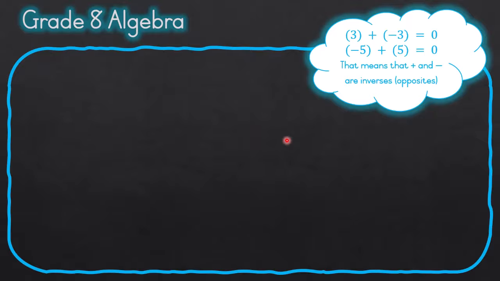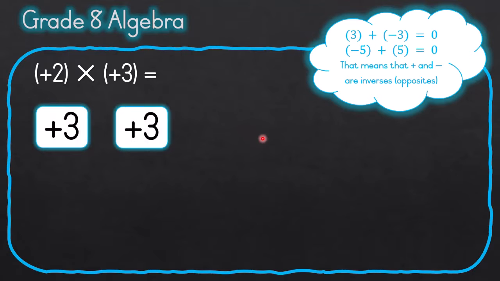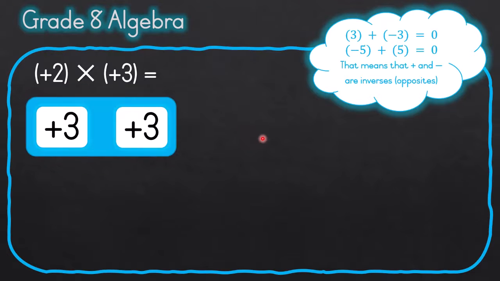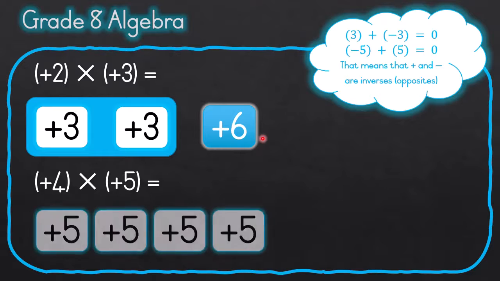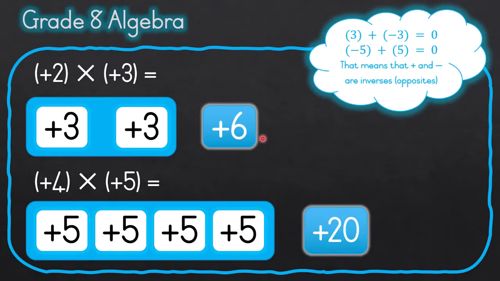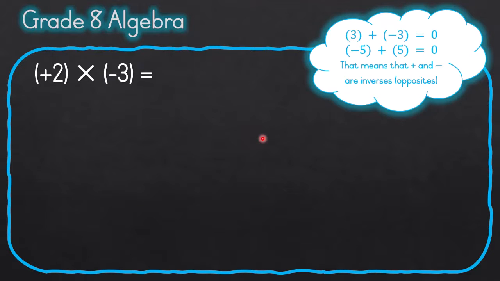So a long time ago, you had this 2 times 3. That means I've got 2 groups of 3, and if I put them together, that gives me positive 6. The same would imply that positive 4 times positive 5 is 4 groups of positive 5, which will give me a total of positive 20. So let's move on to what will happen if I say a positive 2 times negative 3.